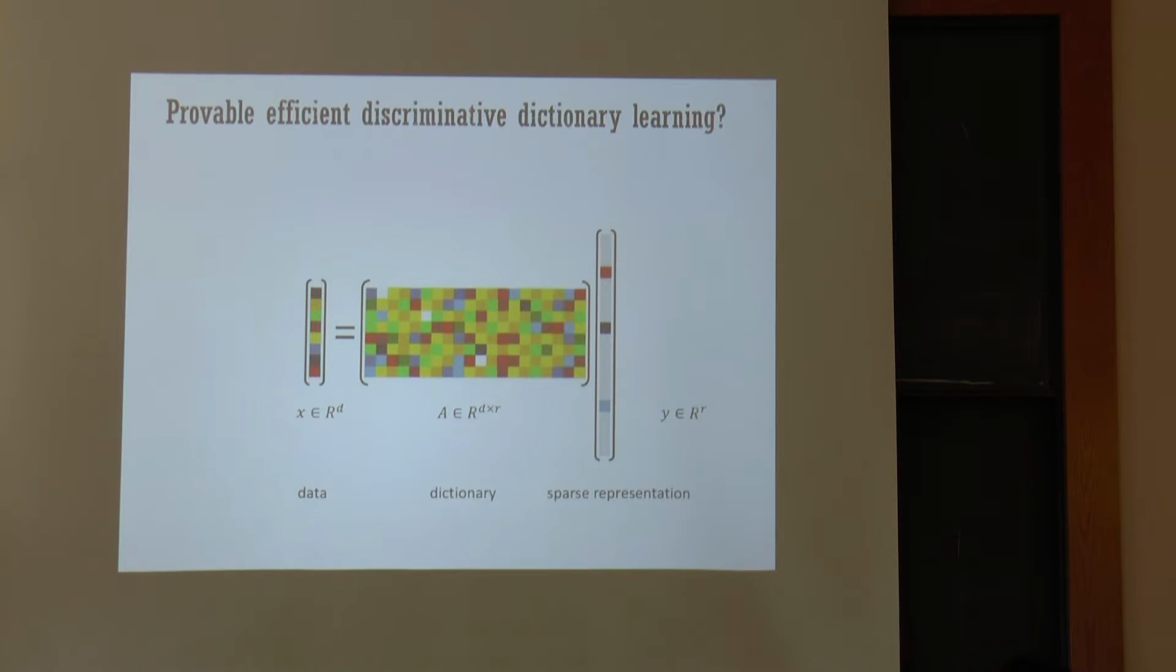Okay, so now let's move on to dictionary learning. In dictionary learning, what we want to do is that we have some data X, and there's a dictionary, which is a very wide matrix. We have all of these columns as a basis, and we want to represent our data as a sparse combination of the bases, the columns of the matrix A. Y is often referred to as a sparse representation, and A is referred to as a dictionary.